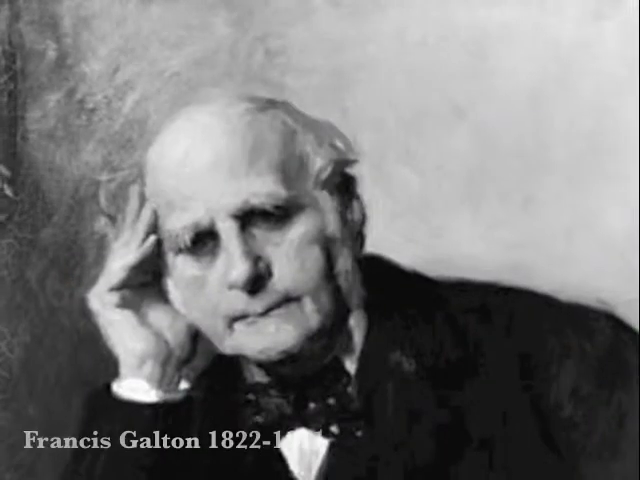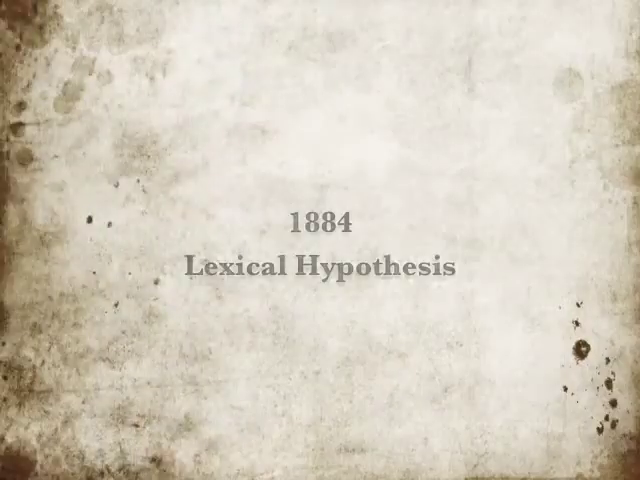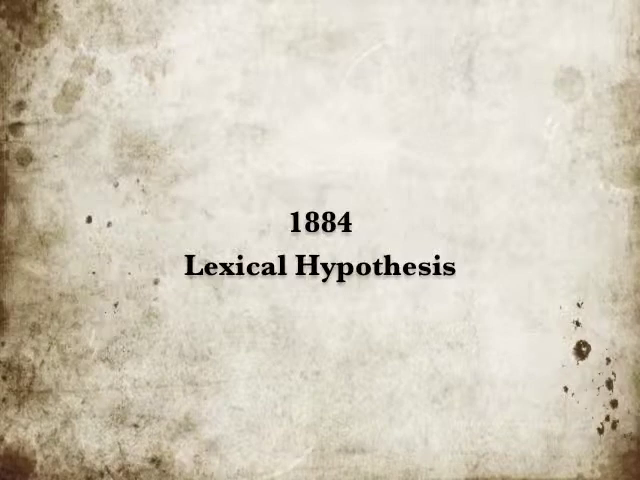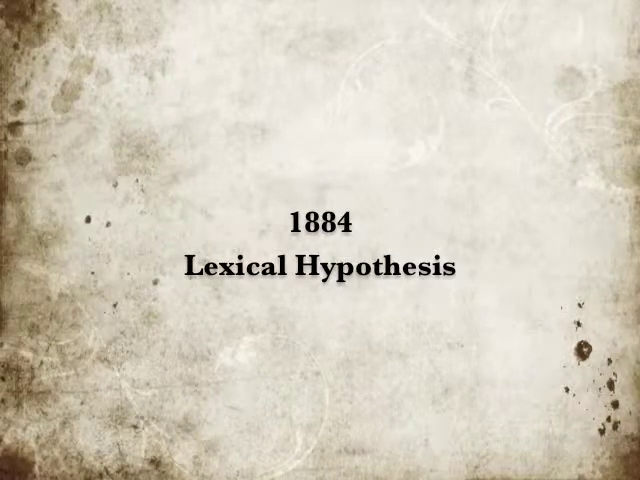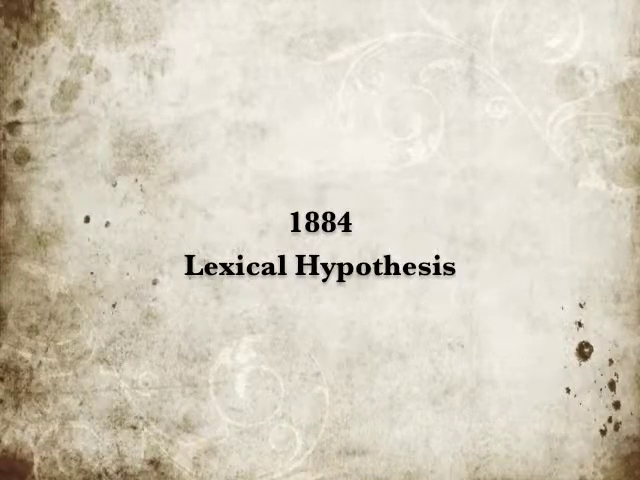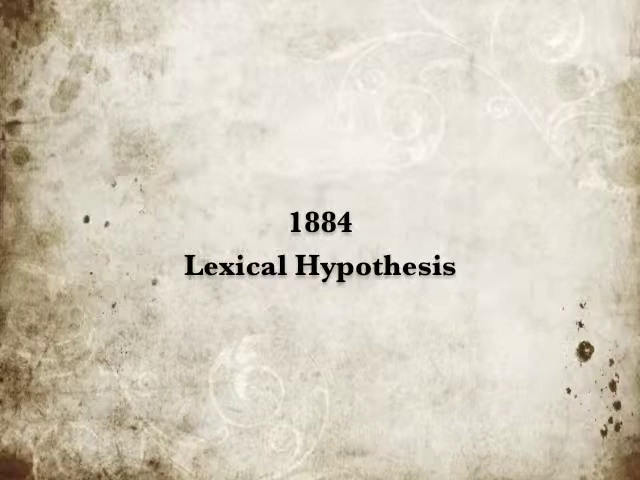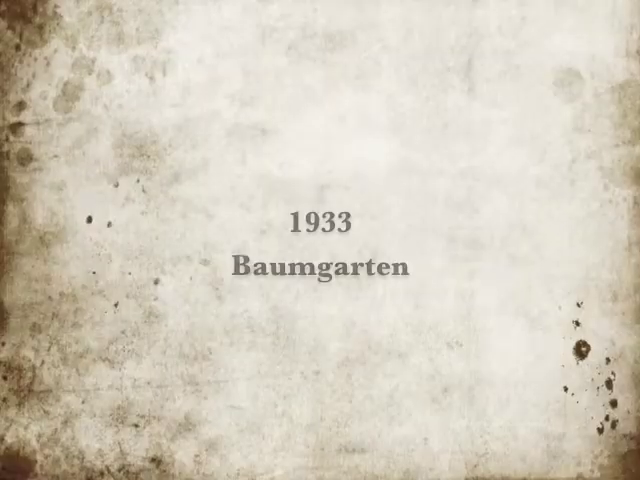The discovery of the Big 5 can be traced back to Sir Francis Galton, Darwin's half-cousin. In 1884, he proposed the idea that the most important characteristics of individuals are captured in the words that people use to describe each other and thus become embedded in languages around the world. This is referred to as the Lexical Hypothesis. Following his ideas, Baumgarten started the psycholexical study in Germany in 1933.